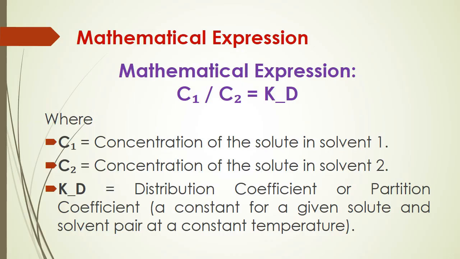Mathematical expression: C1 divided by C2 equals Kd. C1 is the concentration of solute in solvent 1. C2 is denoted as the concentration of solute in solvent 2. Kd is the distribution coefficient or partition coefficient.